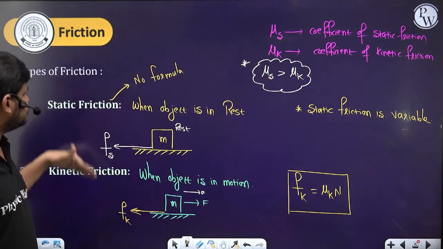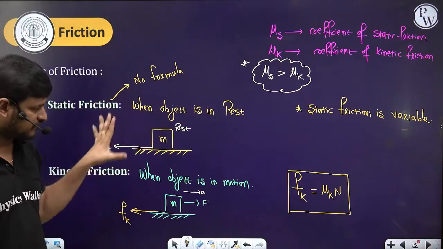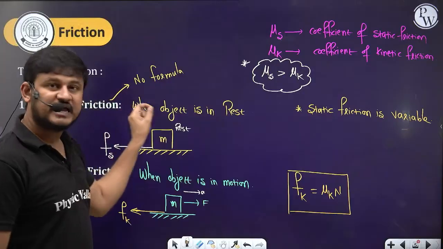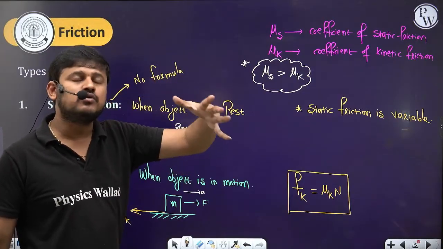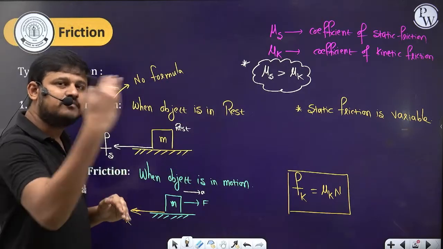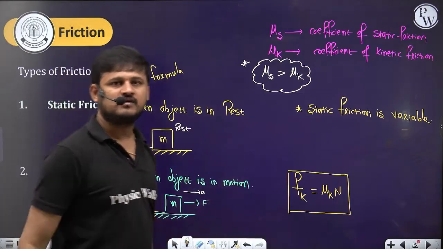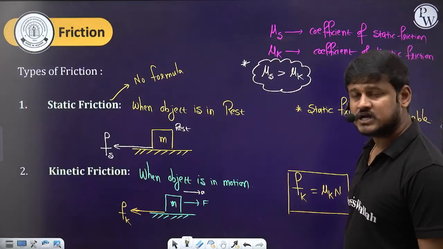And there are two types of friction, static friction and kinetic friction. For static friction, there is no direct formula. For kinetic friction, the direct formula is Fk equals mu k N. Static friction acts when the body is at rest. It is tending to move, but it's not actually moving. When the body is already in motion, the friction which opposes that relative motion is kinetic friction. Clear this part also? Sure. So let's move further.